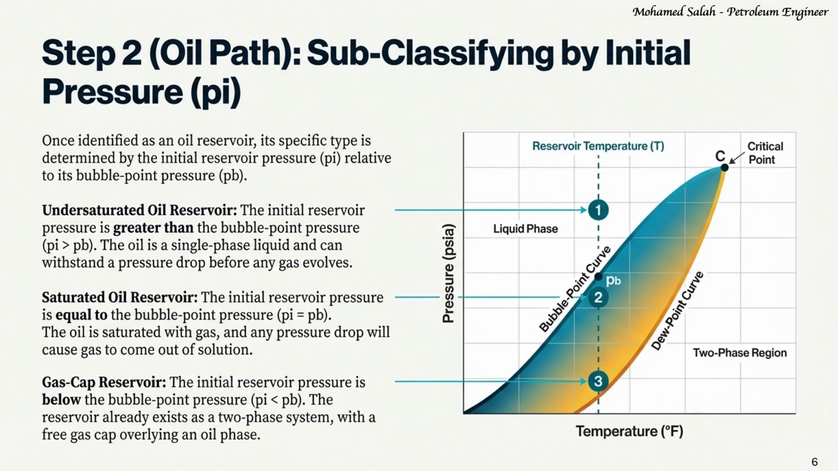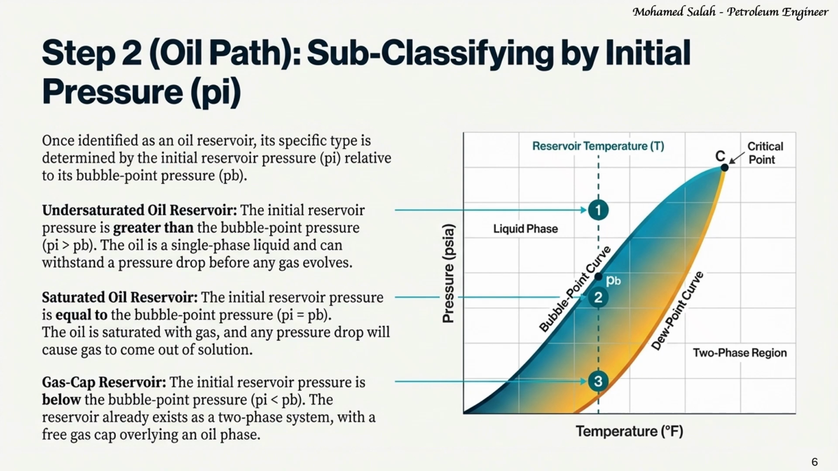For oil reservoirs, the subclassification is determined by the relationship between the initial reservoir pressure, pi, and the bubble point pressure, Pb. An undersaturated oil reservoir is characterized by pi being greater than Pb. The fluid is initially a single-phase liquid, and production can occur without gas liberation until the pressure drops to the bubble point. A saturated oil reservoir has pi equal to Pb, meaning the oil is already saturated with gas, and any pressure drop will immediately cause gas to evolve, forming a secondary gas cap or dissolved gas drive.